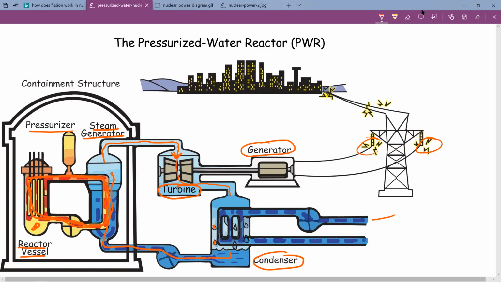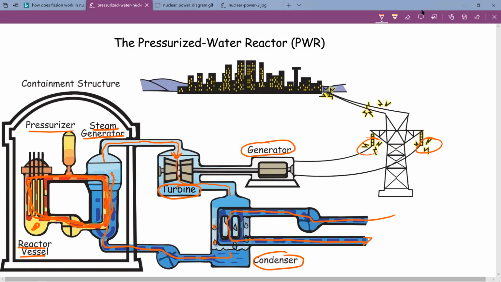And then cold water from some outside source is pumped into the condenser and then back out, and used to cool the steam and condense it back into water so that the cycle can go around and around and around.